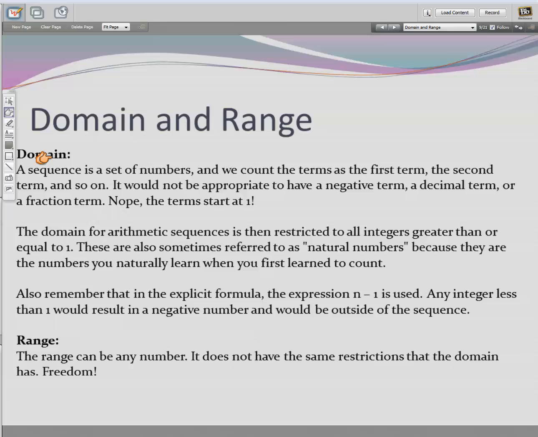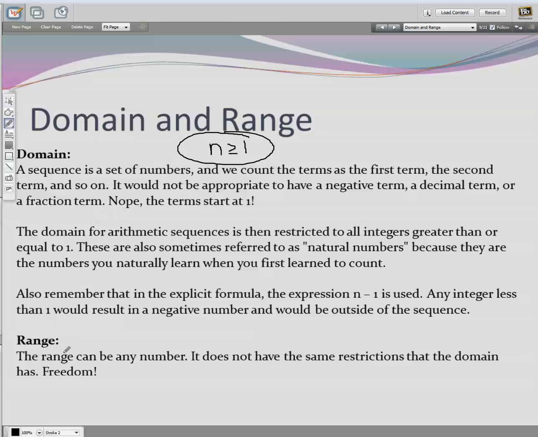Domain and range seems a little bit complicated when you read through it, but it's really not that bad. What it's stating is that the domain of an arithmetic sequence is always going to be n is greater than or equal to 1, because the domain is referring to the number of terms in your sequence. And you can't have a negative amount of terms in your sequence. In fact, you can't even have 0 terms in your sequence, right? So again, don't forget that the domain is referring to the number of terms that you can have. That's why we want to say that n is greater than or equal to 1.